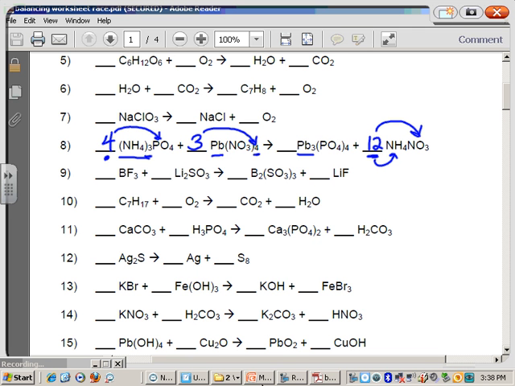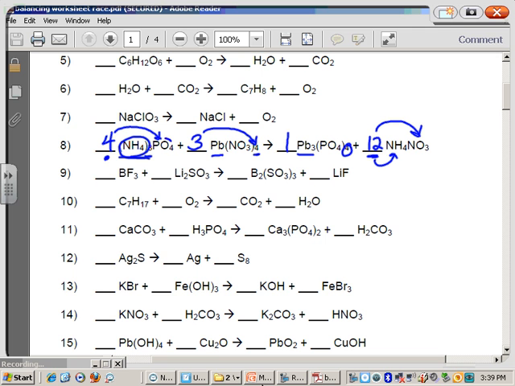So now I have 4 phosphate on the reactant side, and I come over here and look, oh, I have 4 phosphate on the product side. So this is a balanced equation now. I put a 1 here. So to review, I have 4 times 3, 12 NH4s.